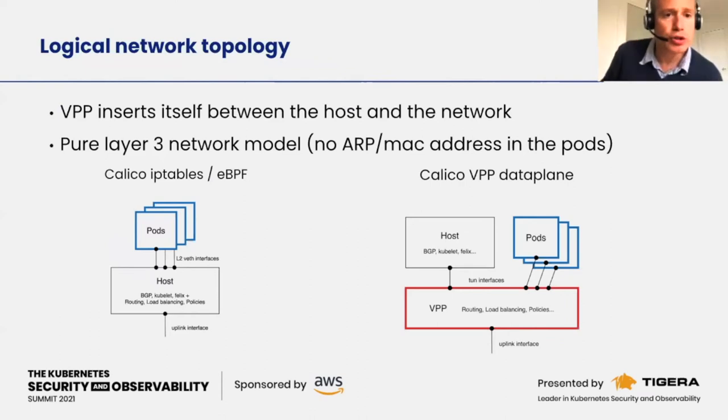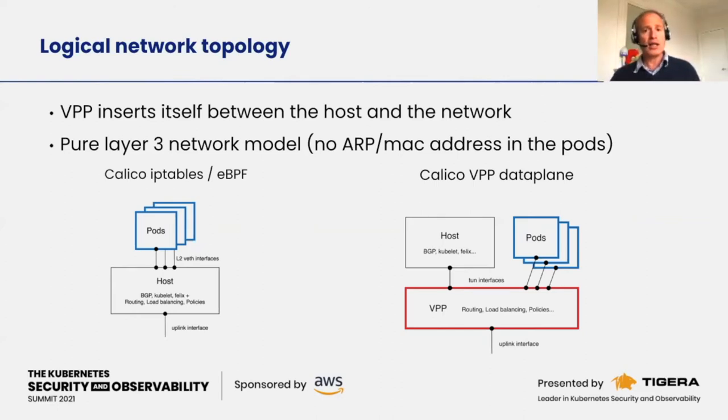In terms of logical network topology, on the left-hand side of this slide you're going to see the regular way of deploying pods with Calico eBPF or Calico iptables. In that case, as you can see, there are layer 2 veth interfaces connecting the pods. It's a bit different with the Calico VPP data plane, because Calico VPP owns the uplink interface and connects the pods using layer 3 interfaces, making the network model a pure layer 3 network model, which is actually much easier because you don't have to do ARP or MAC addresses or this kind of thing. You only have layer 3.